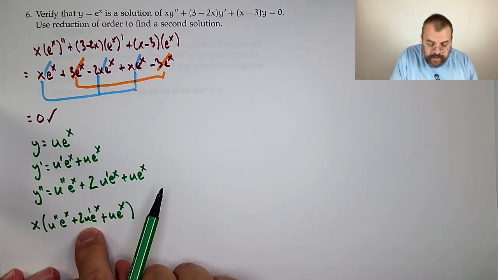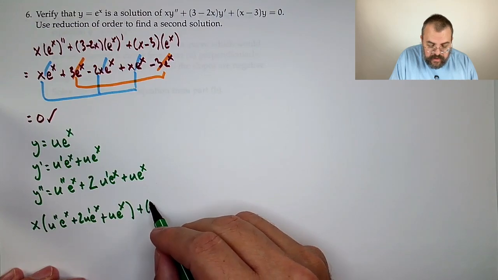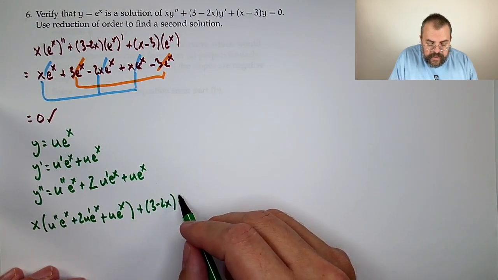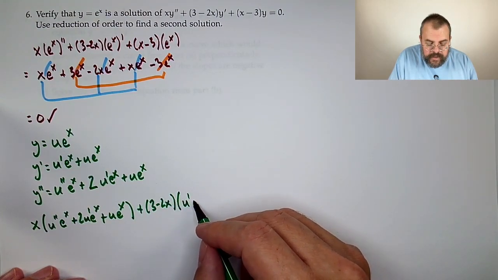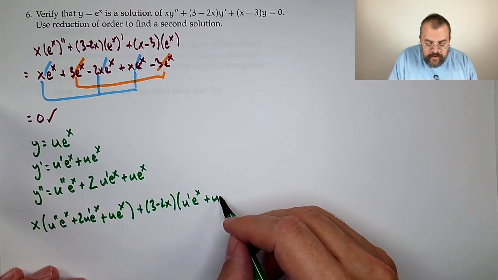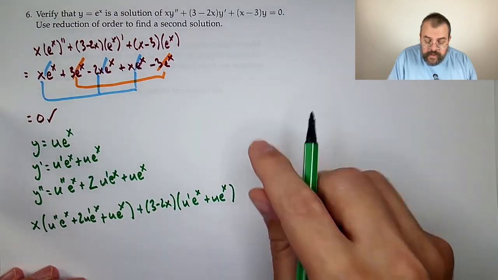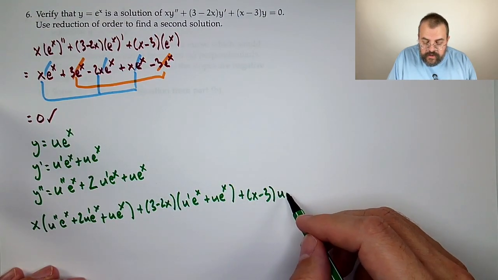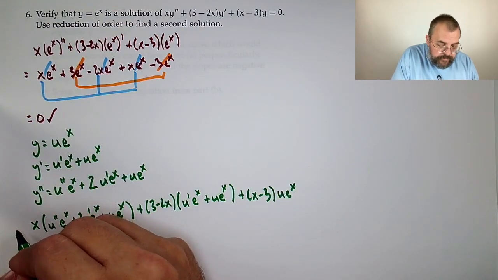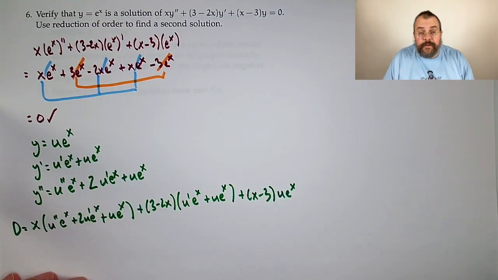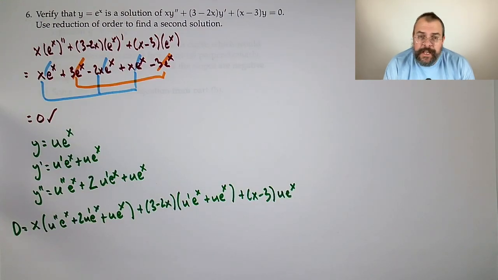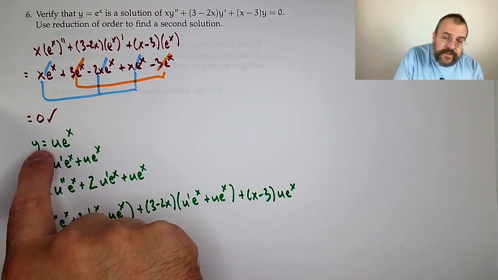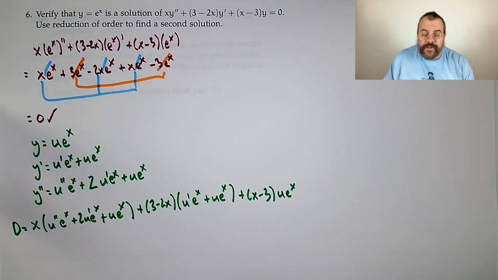So that's x y double prime plus 3 minus 2x times u prime e to the x plus u e to the x plus x minus 3 u e to the x. All right, and we're going to set that equal to 0, because we're saying it's a solution. So we're saying, here's a new solution, and we're going to have to figure out what u needs to satisfy. So what we do is we do some grouping here.